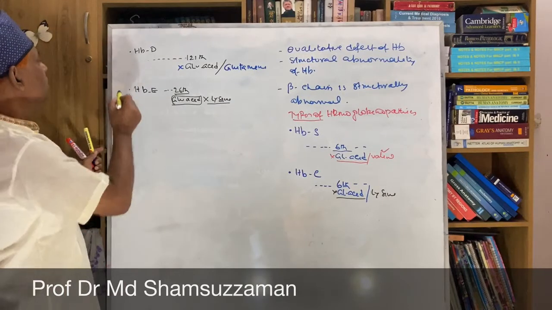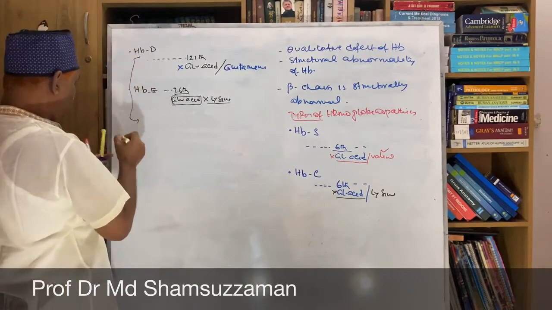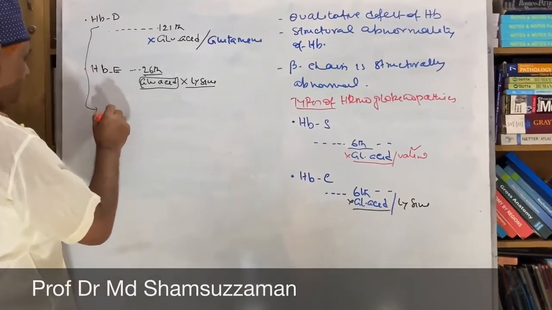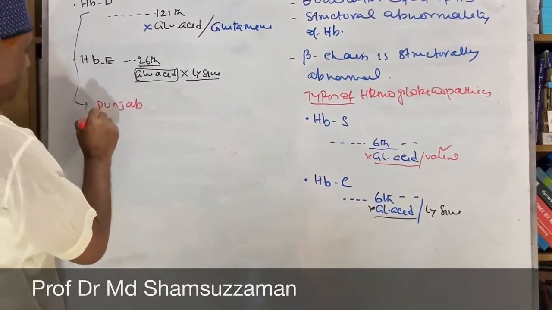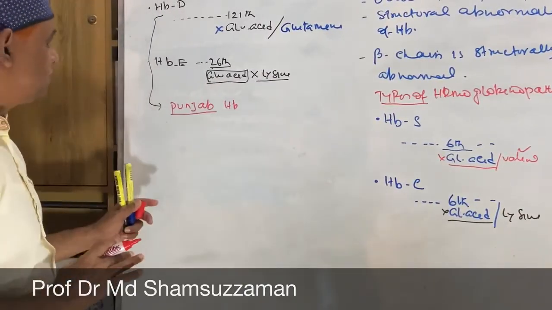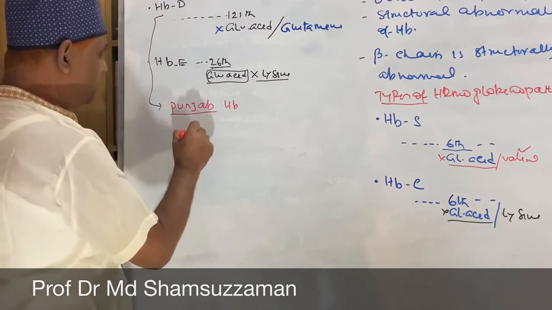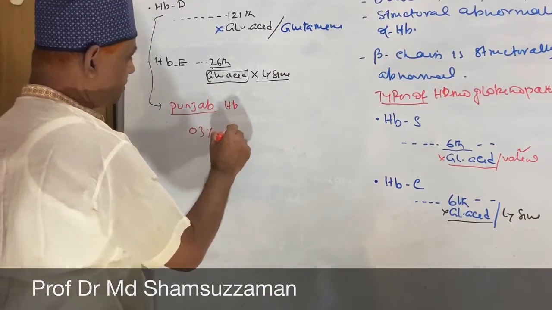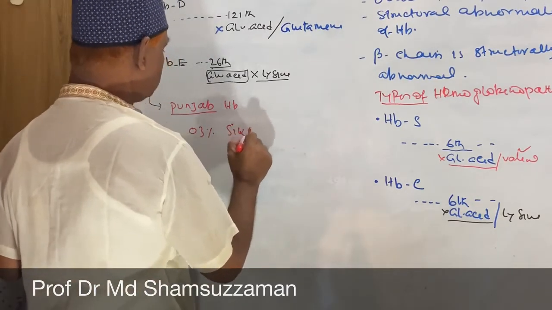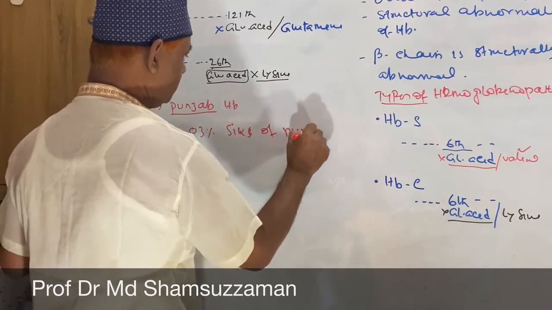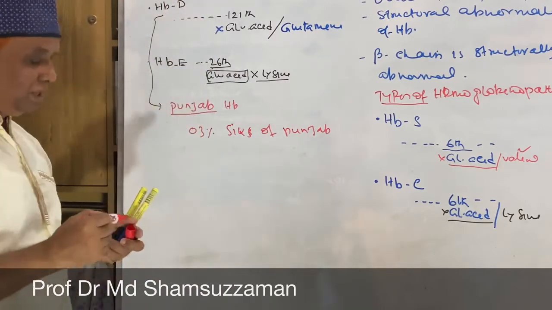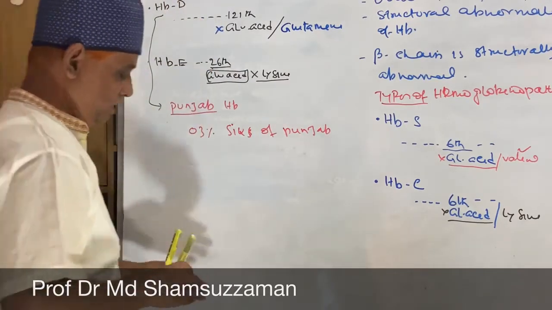Dear audience, you know hemoglobin D is called Punjab hemoglobin. Why is hemoglobin D called Punjab hemoglobin? Because in Punjab about 3% of Sikhs were affected with this type of hemoglobin. So hemoglobin D is called Punjab hemoglobin.